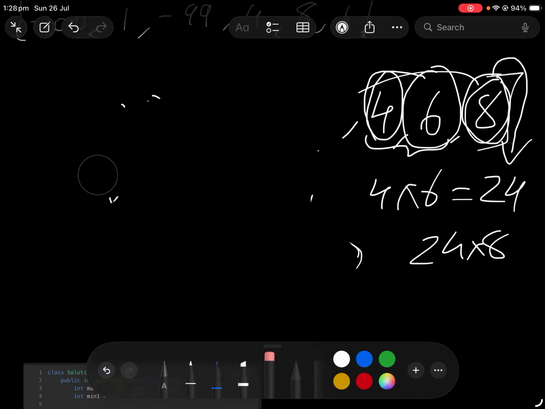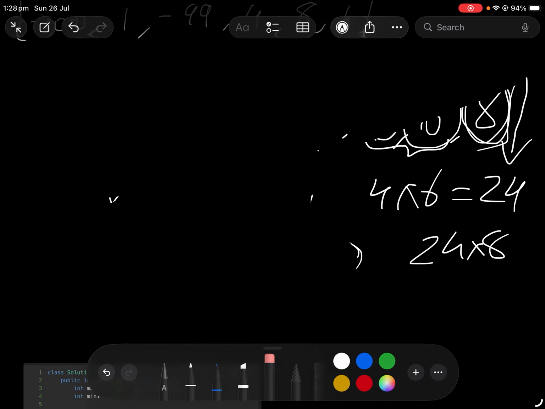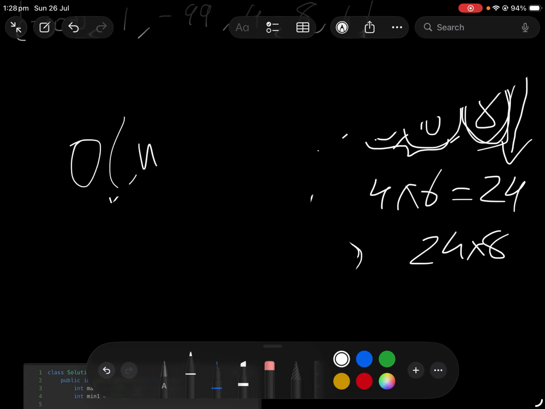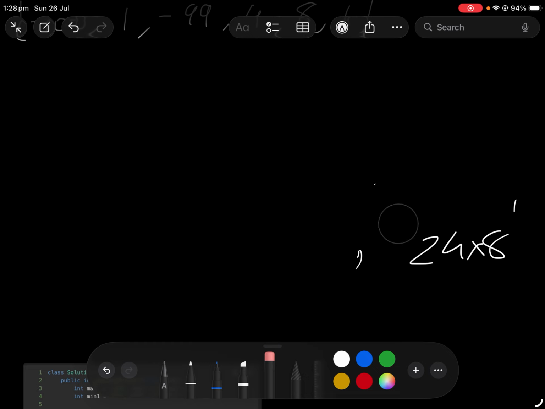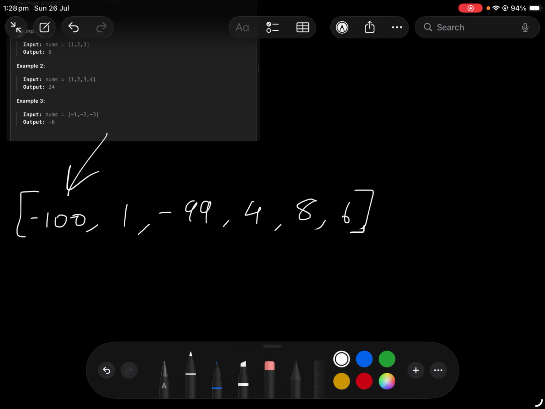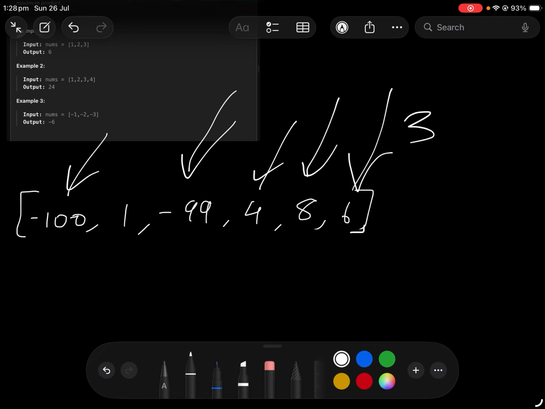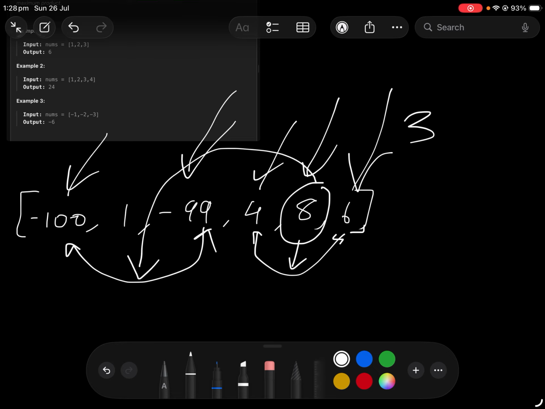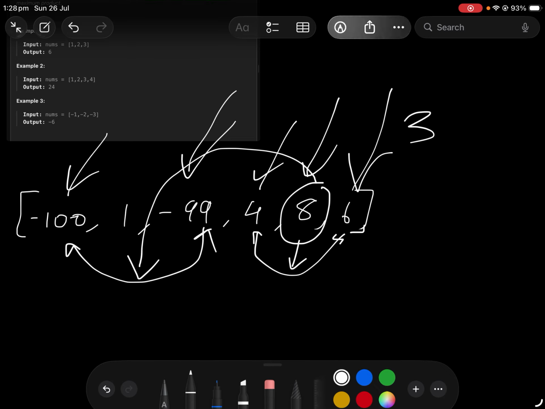So how can you optimize this? This approach was an n log n time complexity approach. I can optimize this to big O of n by finding what? I can directly find the two smallest numbers and the three largest numbers in the array. I'll multiply the two smallest numbers, and I'll multiply the largest with this pair and the largest with this pair, and I'll return the maximum.